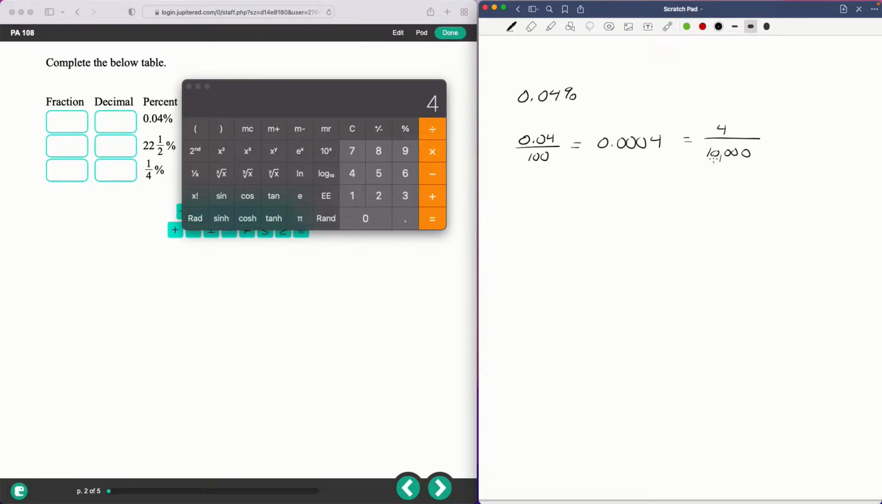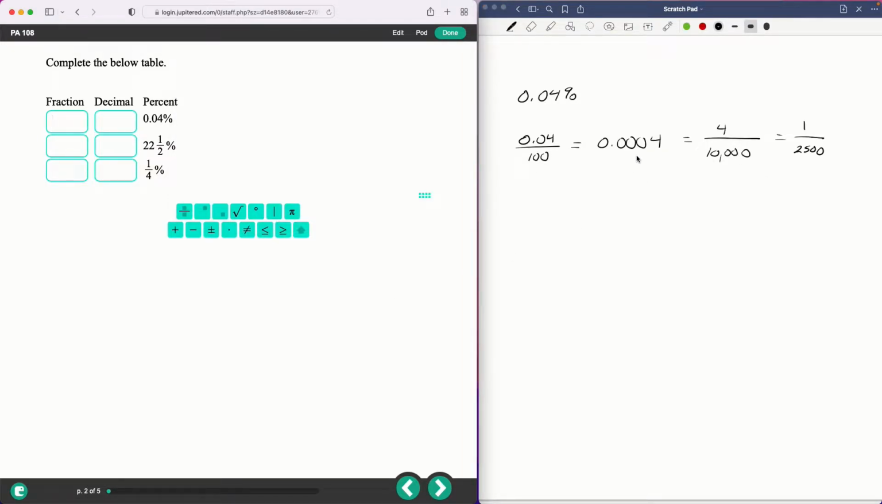Now, this is not completely reduced. We know we can reduce this, both the top and the bottom, by 4. So I'm going to divide 4 by 4. I get 1. And I'm going to divide 10,000 by 4. So 10, 1, 2, 3, divided by 4. That's 2,500. So that would be the right answer. That would be our fraction that we're looking for.